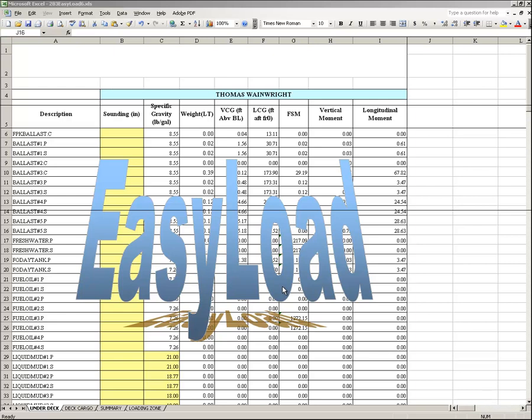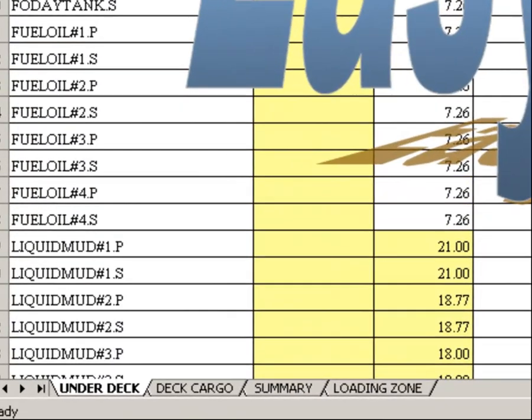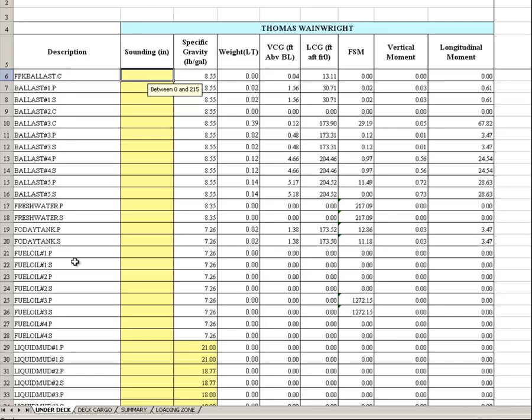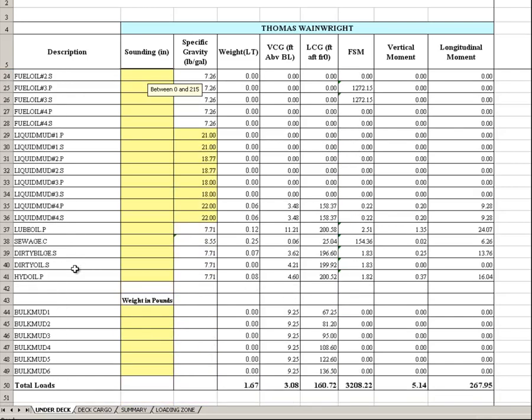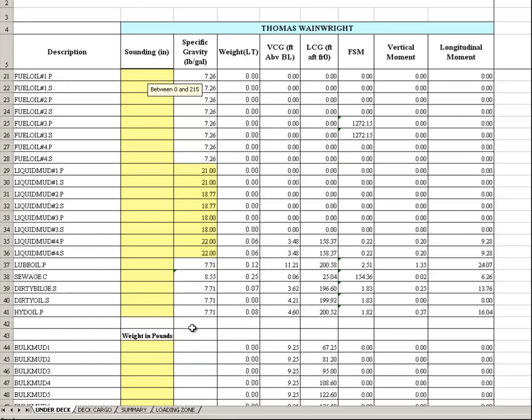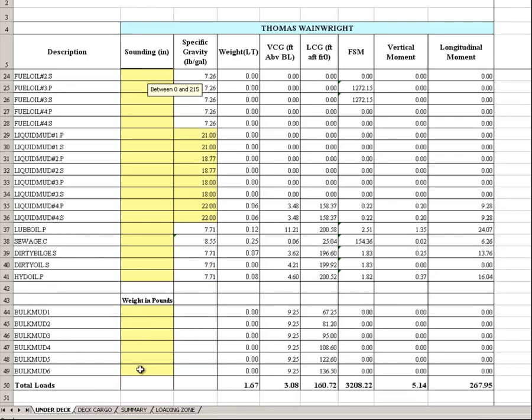EasyLoad is a Microsoft Excel-based program. It includes 4 worksheets. Underdeck contains a list of all the underdeck tanks. In this sheet the captain will input the sounding of each tank, and in some cases like liquid mud tanks, the captain should also input the weight of the mud, which can be different at each load condition. Dry cargo should be added by the weight in pounds.